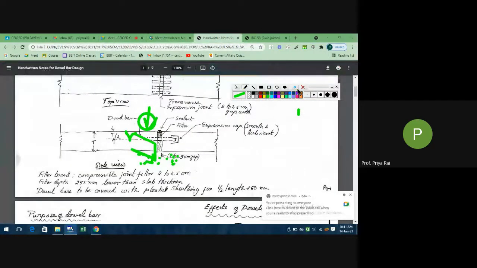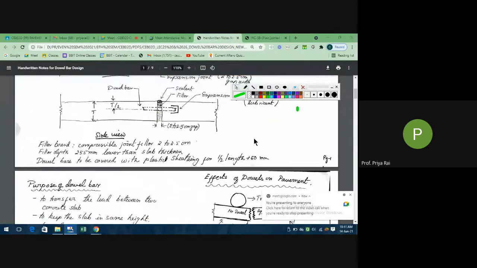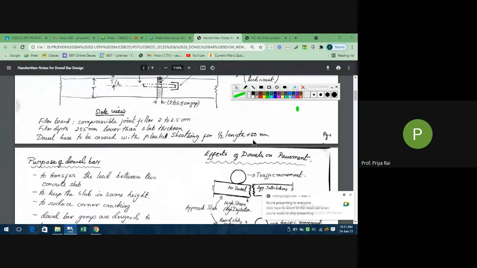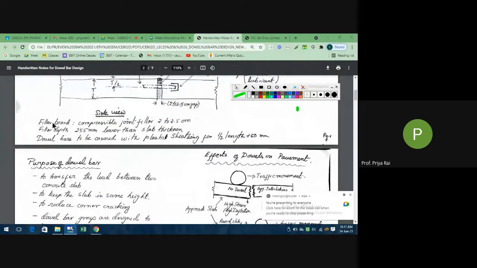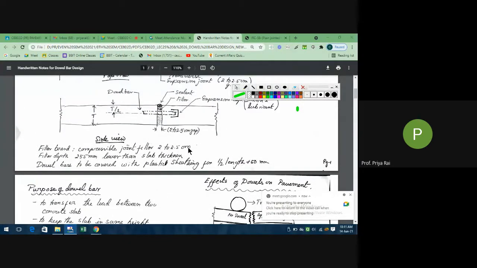Now comes the filler board, compressible joint filler 2 to 2.5 centimeter. So the thickness or the gap of this expansion joint should be 2 to 2.5 centimeter. Filler depth is 25 millimeter lower than the slab thickness. It will be a little bit clearer. Whereas the dowel bar is to be covered with plastic seal at half of the length plus 50 mm.